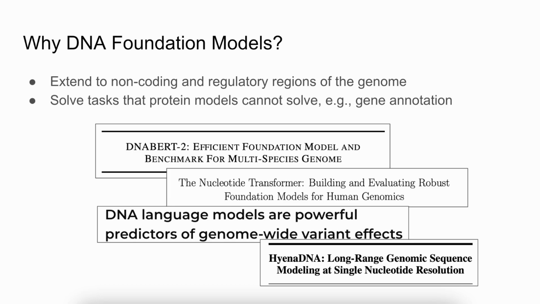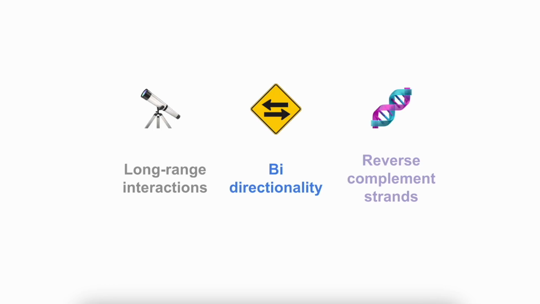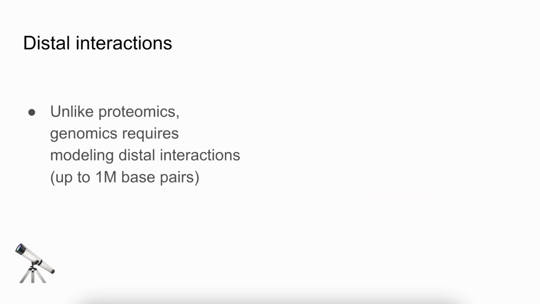This has led to a recent line of work extending this paradigm to DNA sequencing, with the idea that moving to this domain that contains both regions that code for proteins and non-coding regulatory regions will enable us to understand biological bases and can extend to new tasks such as genome annotation that current protein models cannot solve. However, with these new applications come a new set of challenges. In this work, we focus on the following three unique aspects of DNA language modeling.